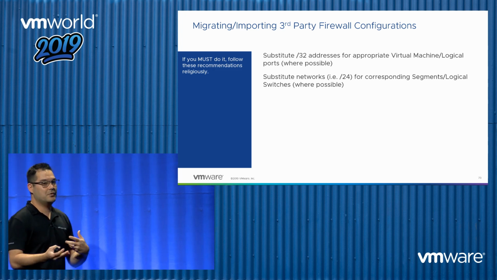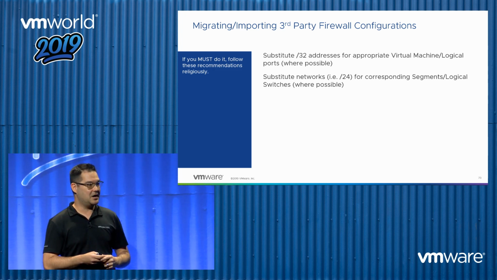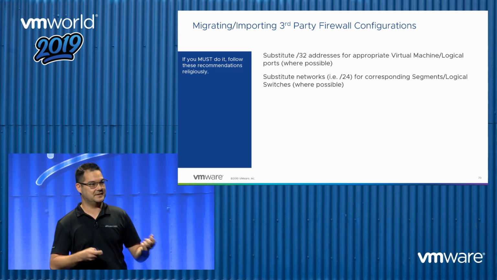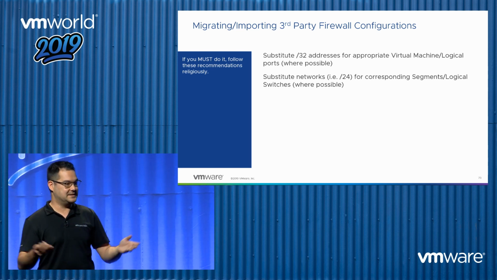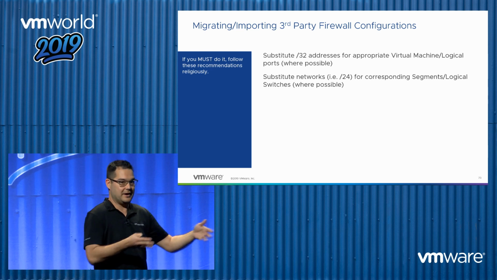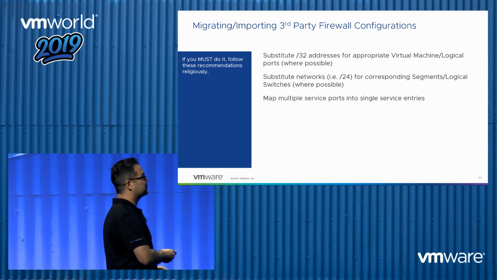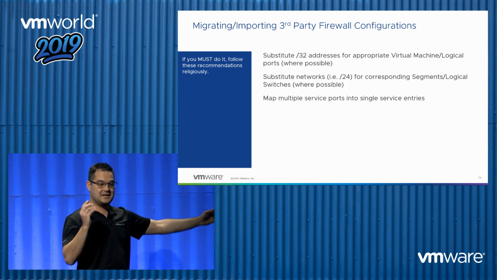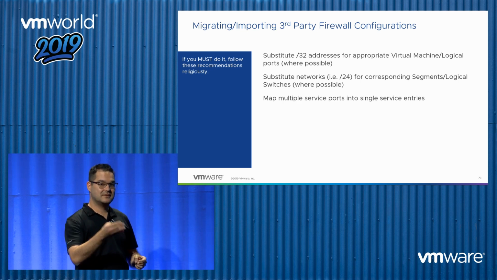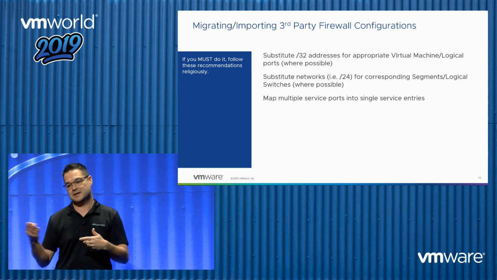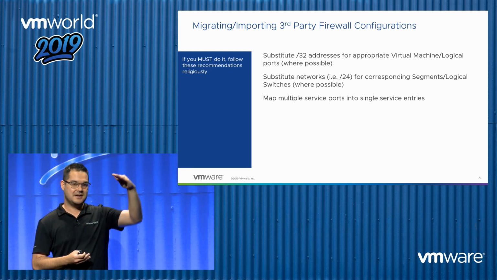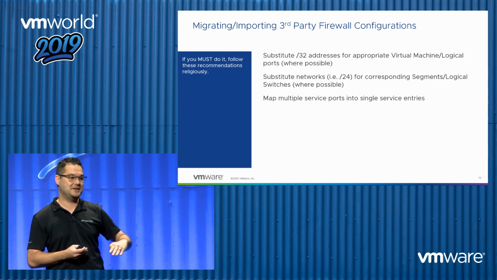If you find networks within your physical firewall config in groups and rules and things like that, substitute them for a logical switch or a segment if one exists, because that's essentially what you want, everything on that network. And like Jen said, map multiple ports into a specific service entry. Because what will happen is if you take like a checkpoint group object, it'll have multiple services configured in there.